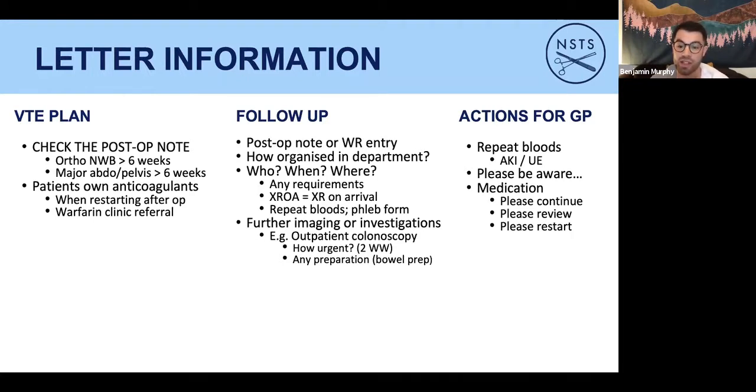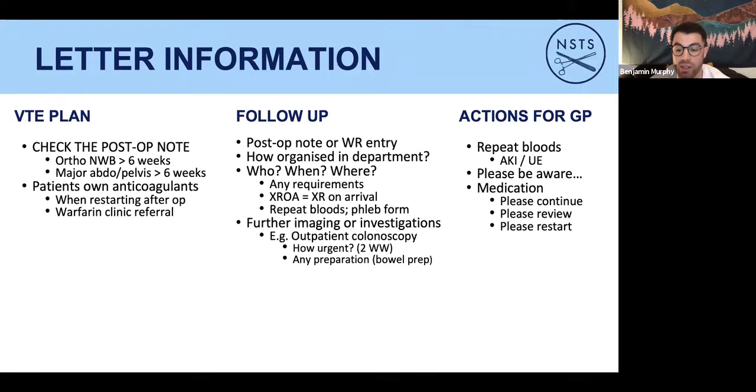And things that the GPs are often asked to do is repeat bloods if there's been any AKI or severe kidney issues. If there's been any significant change to the patient's status, or they're now moving to a nursing home because they can't cope at home with their broken hip: please be aware this patient is now being cared for in a nursing home. And again, just outline clearly any medication changes.